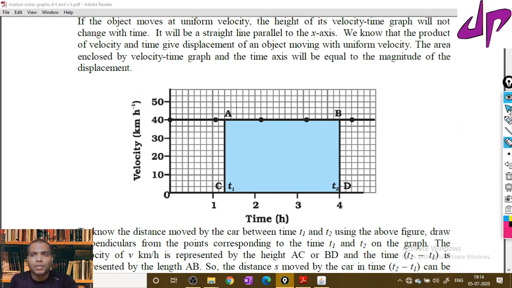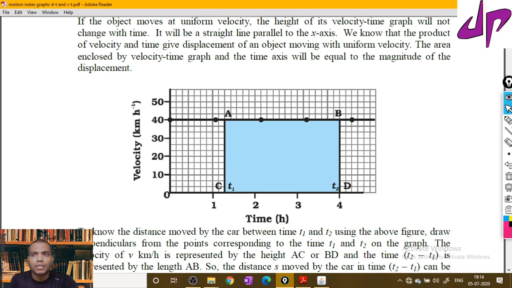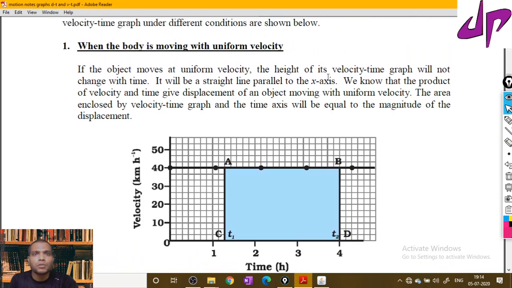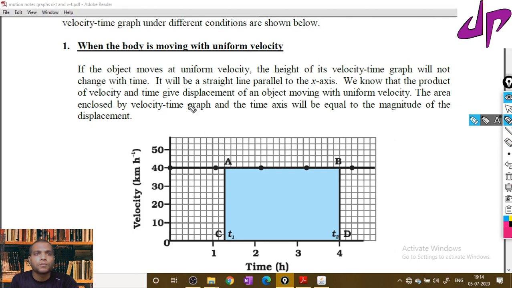In the first case, when the object is moving with uniform velocity. So this is the first case we need to discuss in the velocity versus time graph. First of all, what is the meaning of uniform velocity? Uniform velocity means the object always travels with the same velocity.